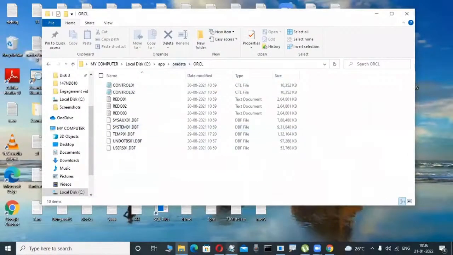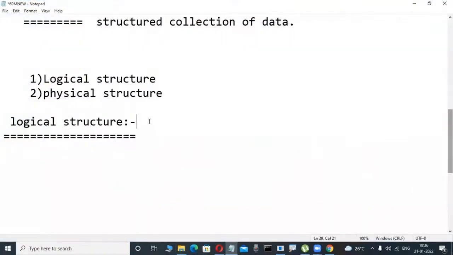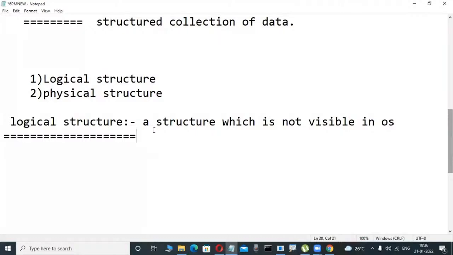That's why, what is a logical structure? Don't write it, a structure, a database structure, which is not visible in the operating system, in OS, is called the logical structure of the database.